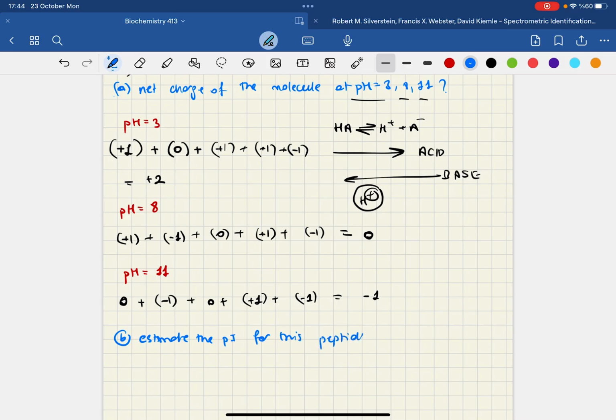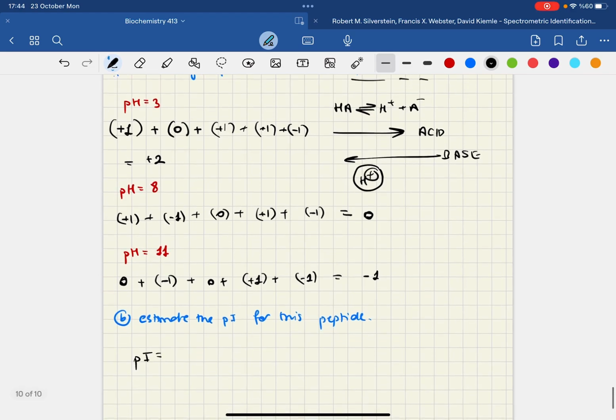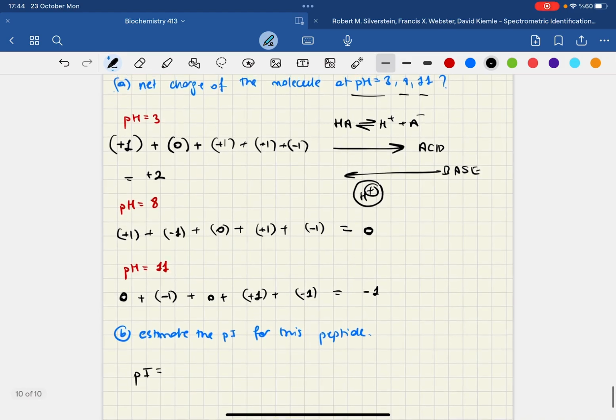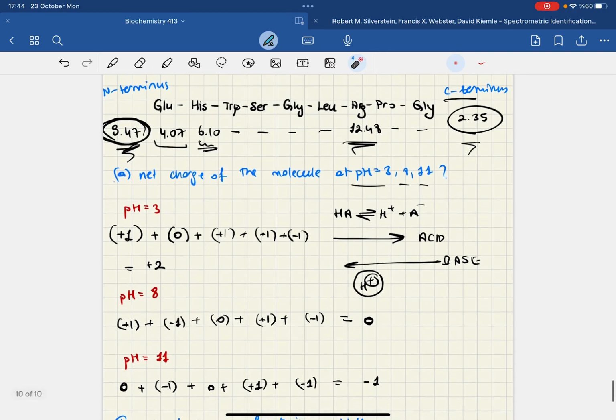All right. So how can we find it? The pI will be determined by adding 2 of the pKas, 1 lower and 1 higher than the pH, which resulted in a 0 net charge. All right, 0 net charge. Which one had it? pH equal to 8. All right, so 1 higher, which means we had 8 over here. 1 higher is 9.47, and 1 less is this one.